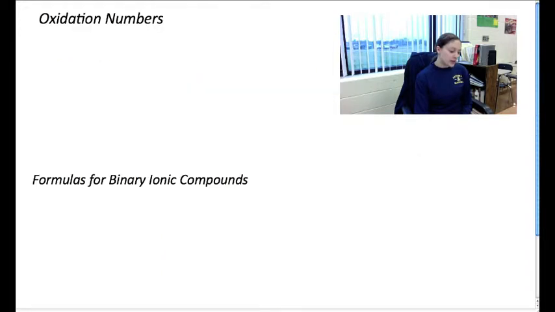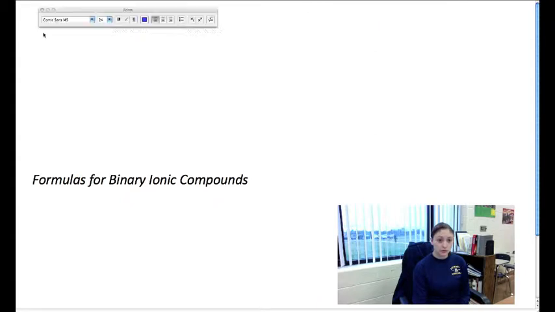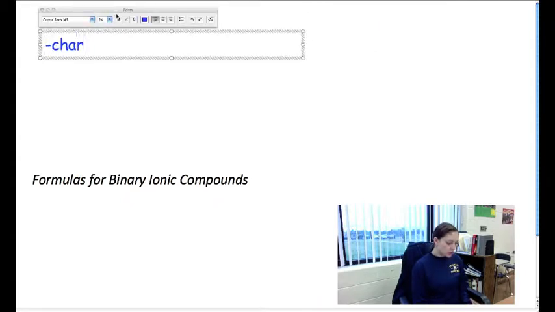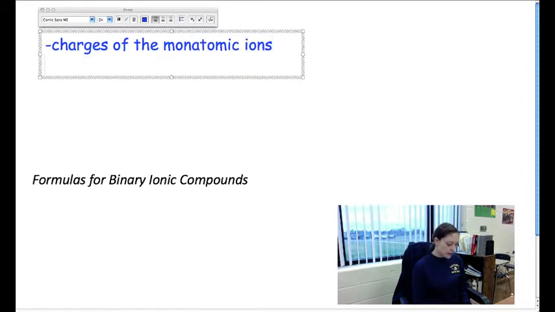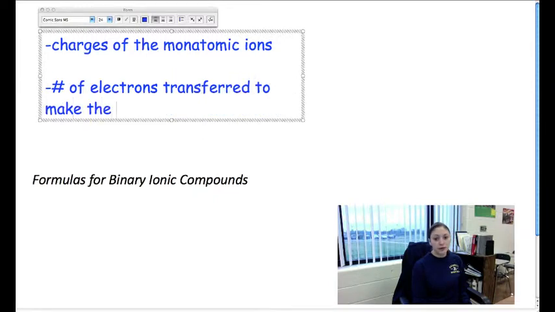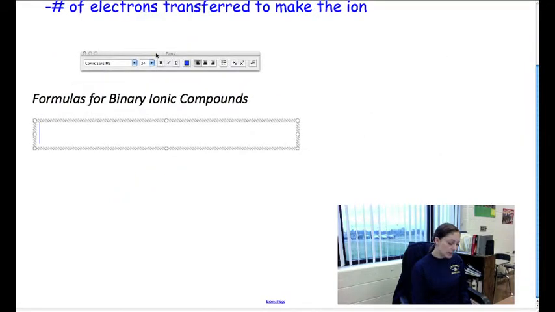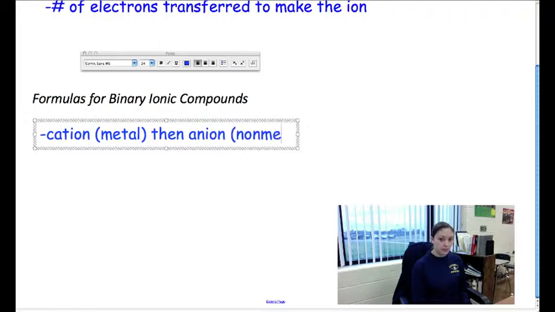Alright, so let's look at then what are called oxidation numbers. And that's kind of just a fancy term for charge. Okay. These are the charges of the monatomic ions. And they stand for the number of electrons transferred to make the ion. How many did they lose? How many did they gain? If I want to write a formula for a binary ionic compound, the first thing you do is you write the cation, which, remember, that's the metal. Then you write the anion, which would be the non-metal.